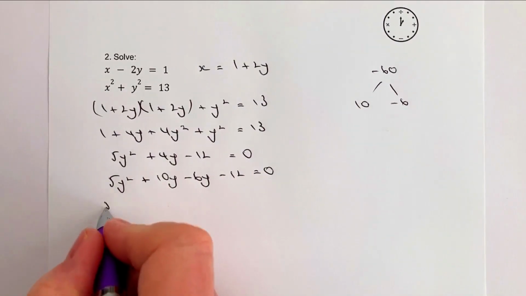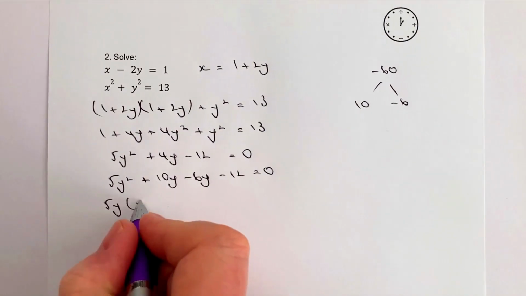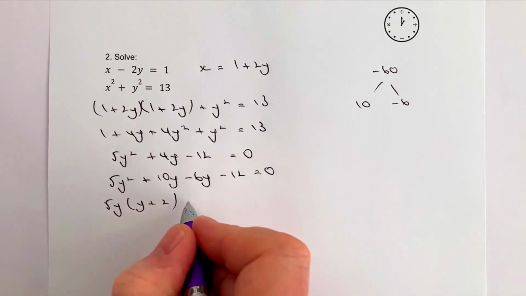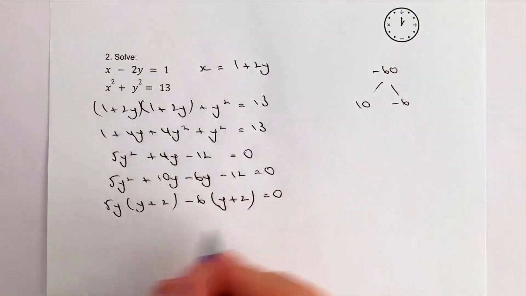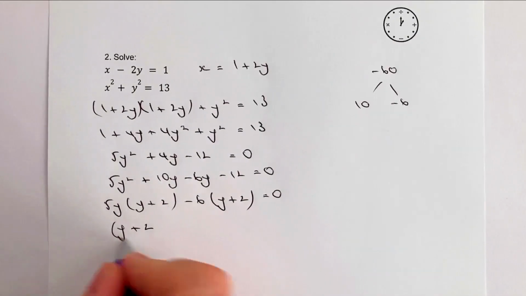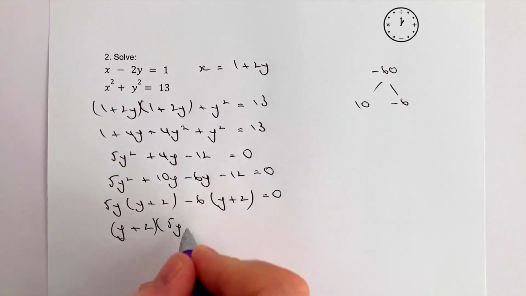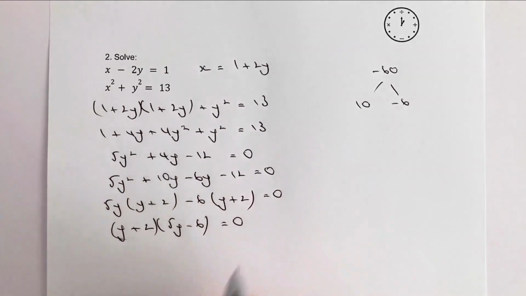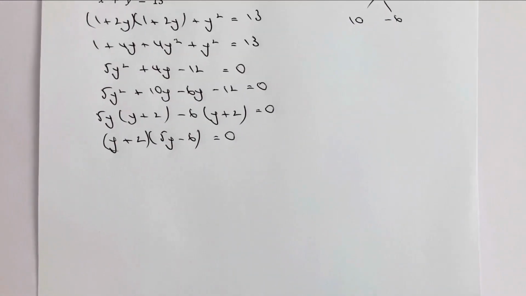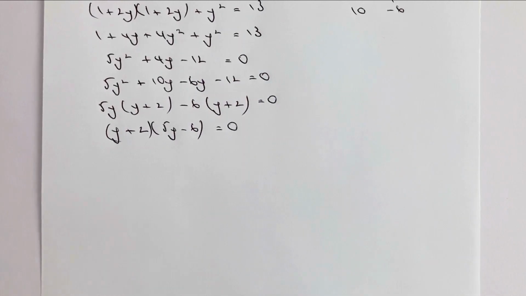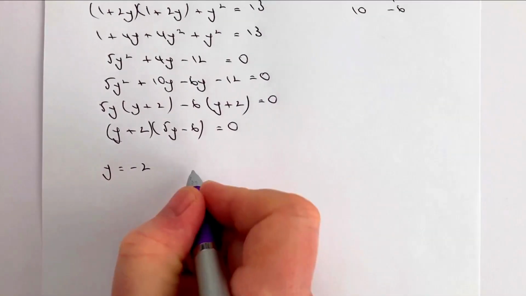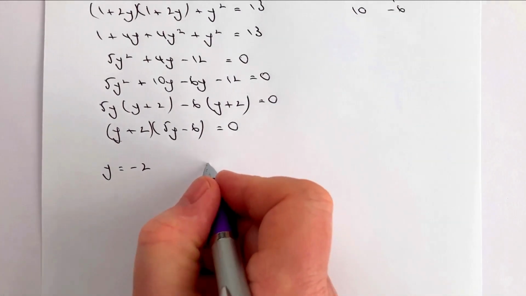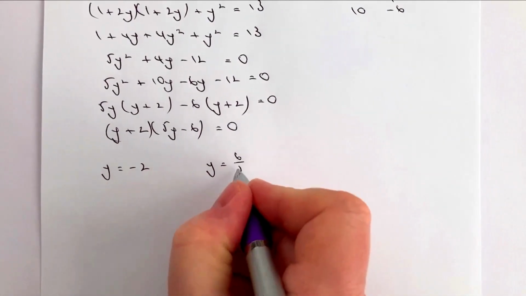Factorise the first two. I'm going to factorise them for 5y and I get y plus 2. Factorise the next two for minus 6 and again I get y plus 2 equals 0. So now I've got y plus 2 multiplied by 5y minus 6 all equals 0. So therefore, at long last, I've got my two values of y, one of which is going to be where y equals minus 2, and one of which is where y equals 6 over 5.